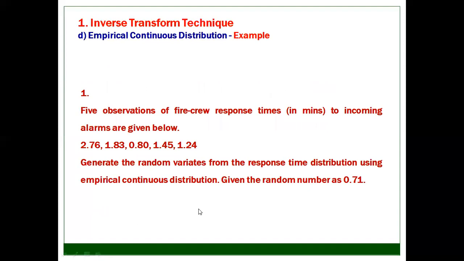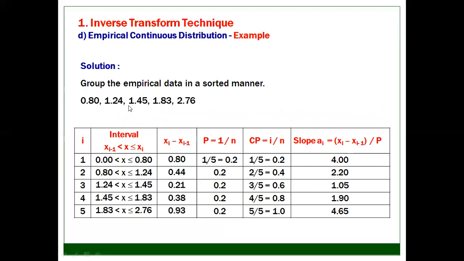Let's see one example. Five observations of fire crew response time in minutes to incoming alarms are given below: 2.76, 1.83, 0.80, 1.45, 1.24. Generate the random variate from the response time distribution using the empirical continuous distribution, given the random number 0.71. The first step is to sort all the empirical data in ascending order: 0.80, 1.24, 1.45, 1.83, 2.76.